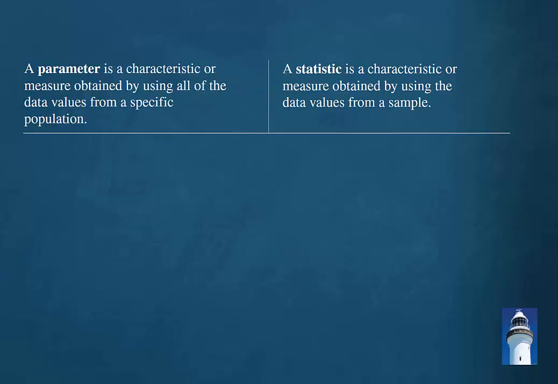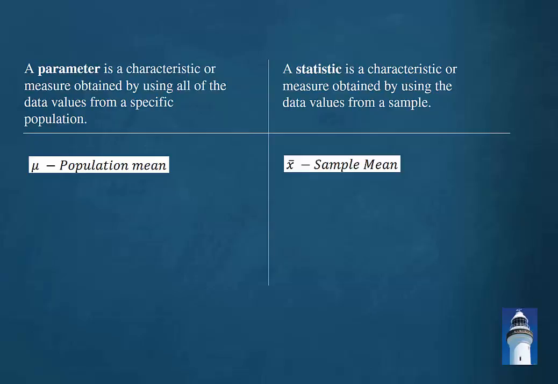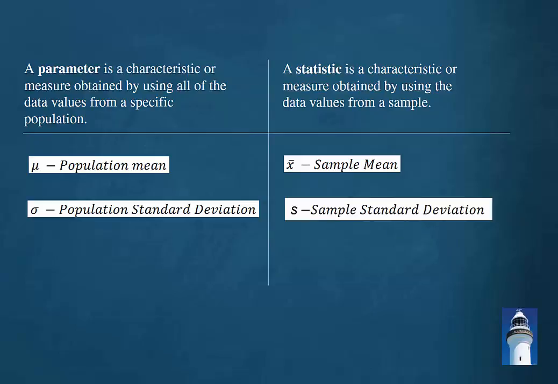It is of the utmost importance that correct notation is utilized when reporting statistical measures. We will look at a few examples of the notation used for corresponding population and sample measures. The Greek letter mu is used to represent a population mean. The symbol x bar is used to represent a sample mean. The Greek letter sigma is used to represent a population standard deviation. The letter S is used to represent a sample standard deviation.